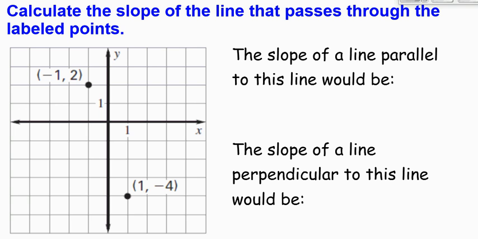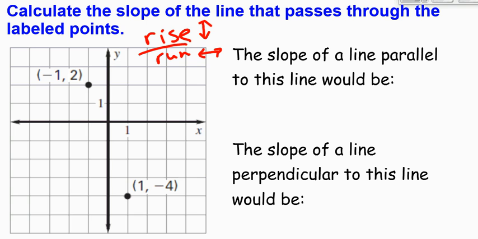Calculate the slope of the line that passes through the labeled points. All right, so here's where, if you really like using the slope formula, which I personally do not, you may, but I like to count, because I know that the slope is equal to the rise over the run. So the rise is my vertical change, and the run is my horizontal change. So starting from either point, it doesn't matter, I have to travel first vertically, then horizontally to get to the other point.